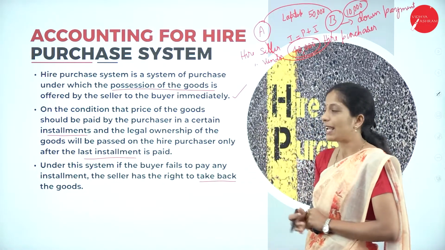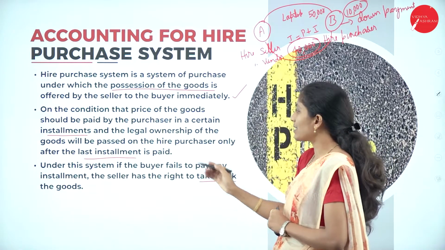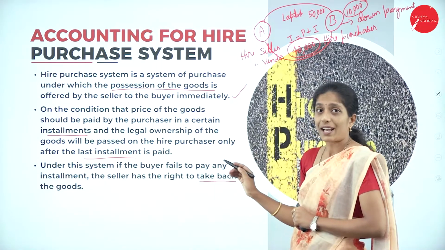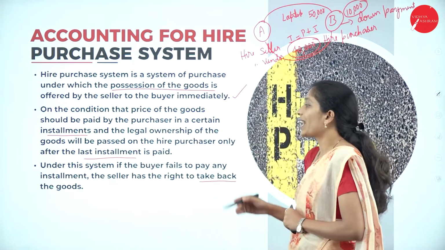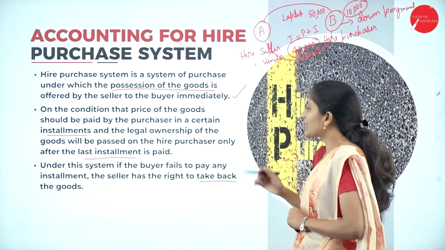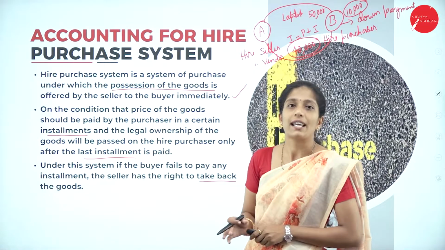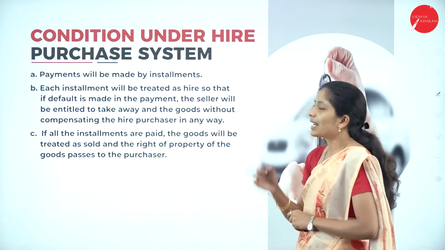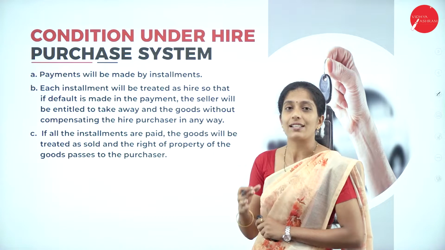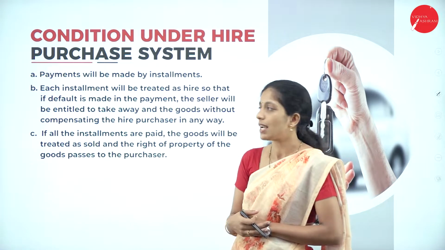So this is about the hire purchase system, where under this system, if the buyer, that is B, fails to pay any installment, the seller has a right to take back the goods. Now let us see what are the conditions to be considered during this hire purchase system.